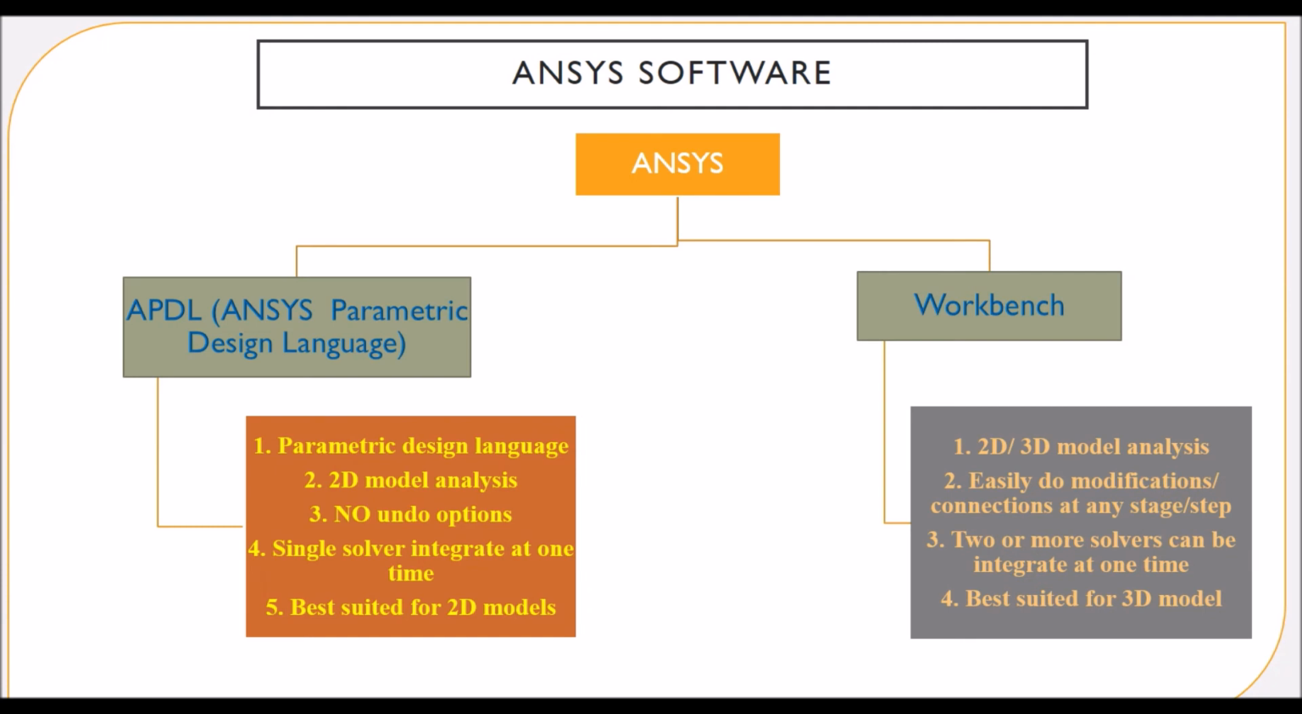Next, coming to ANSYS software. In ANSYS we can solve the problem in two ways. First is APDL, which stands for Analysis Parametric Design Language, and second is Workbench. APDL is a parametric designing language, and in that you can do 2D model analysis. Third, no undo option is available in APDL. Four, a single solver is integrated at one time, so you can solve the problem only one time. Fifth, it is best suited for 2D models. So these are the points related to APDL.